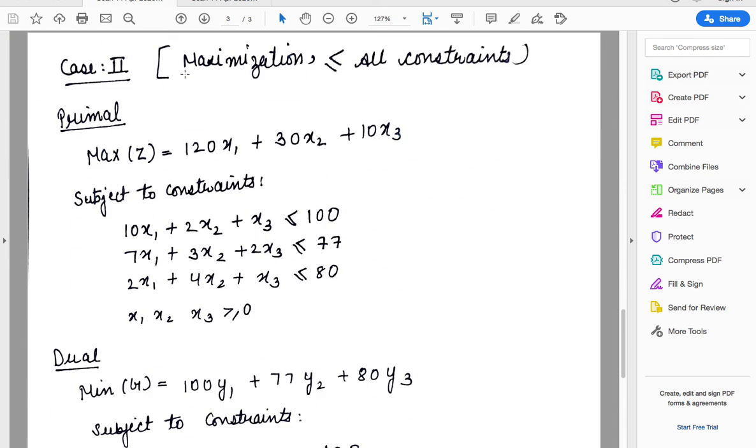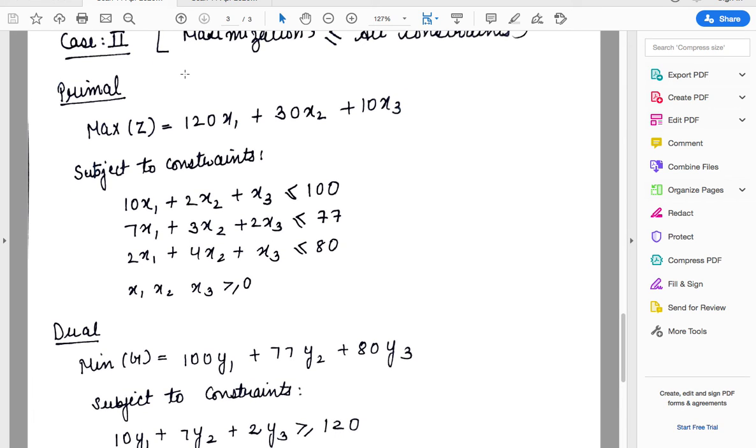In case 2 you can see the objective function of the primal will be of maximization with all less than or equal to constraints. Okay, the problem is written here. The objective function is maximize z equals 120x1 plus 30x2 plus 10x3 subject to constraints. There are three constraints: 10x1 plus 2x2 plus x3 less than or equal to 100, sorry, 7x1 plus 3x2 plus 2x3 less than or equal to 77, 2x1 plus 4x2 plus x3 less than or equal to 80, and x1, x2, x3 are greater than or equal to 0. So this is our primal problem.